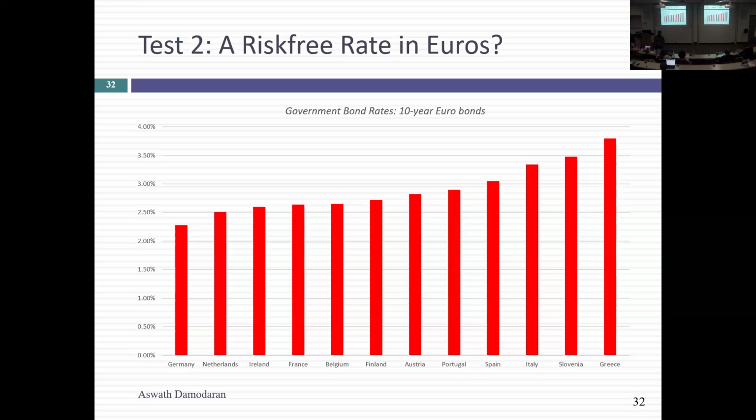I know you want to punish a company for being Greek or Italian. I'll give you plenty of chances to do it. Don't do it in the risk-free rate, right? The risk-free rate is basically a risk-free rate in the currency in which you've chosen to do the valuation.